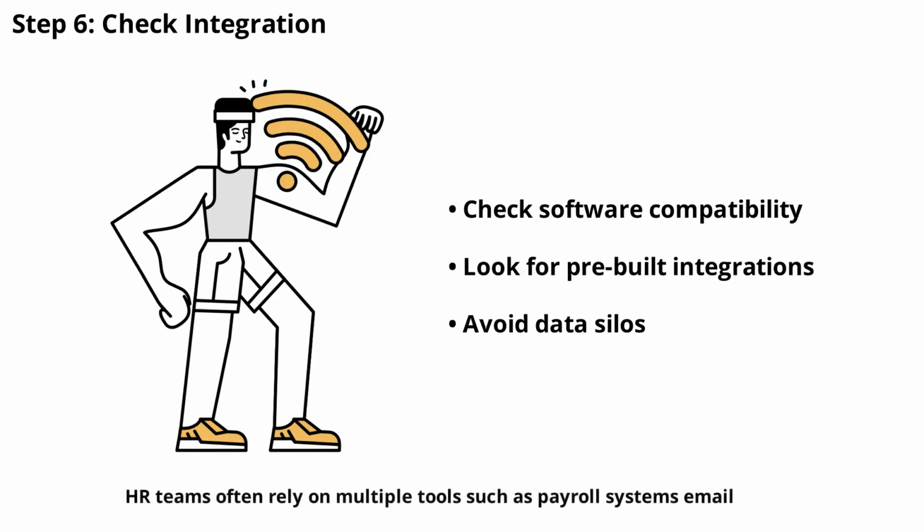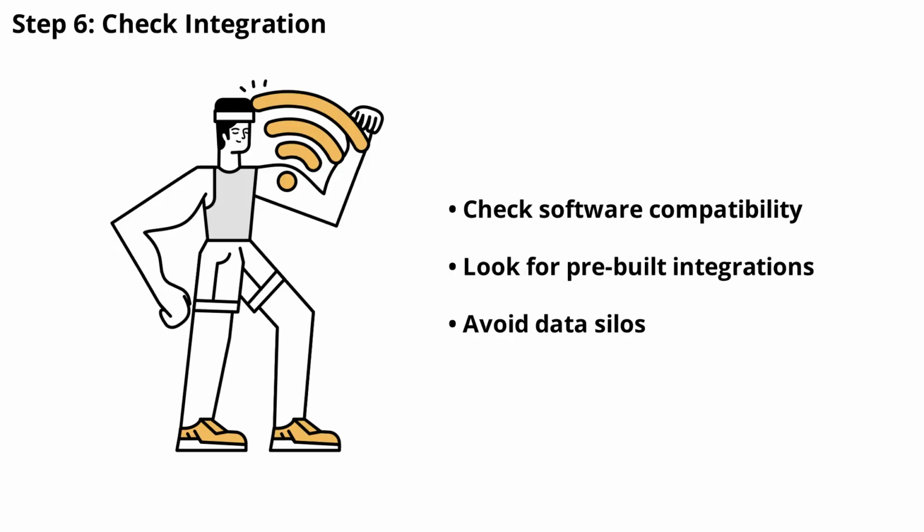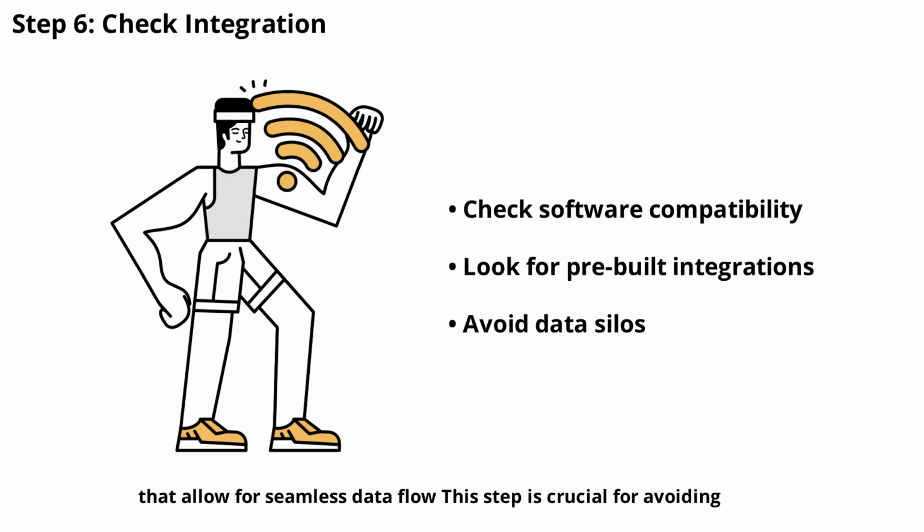HR teams often rely on multiple tools, such as payroll systems, email, and calendars. Ensure the no-code platform integrates smoothly with your existing software stack. Check for pre-built integrations or APIs that allow for seamless data flow. This step is crucial for avoiding data silos and ensuring efficient workflows.